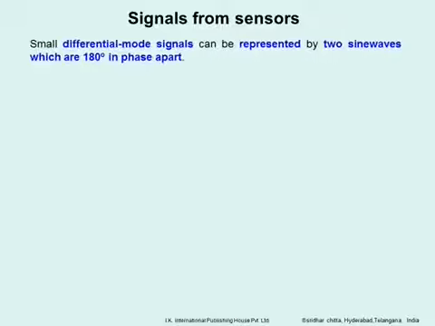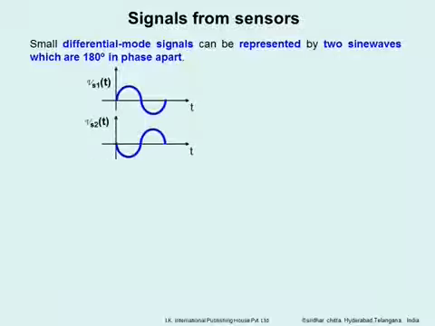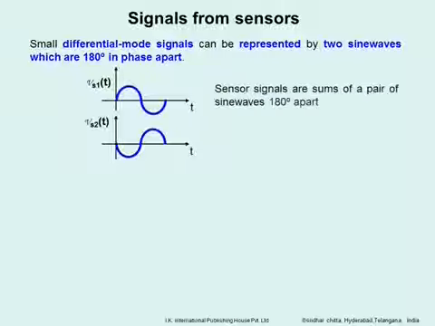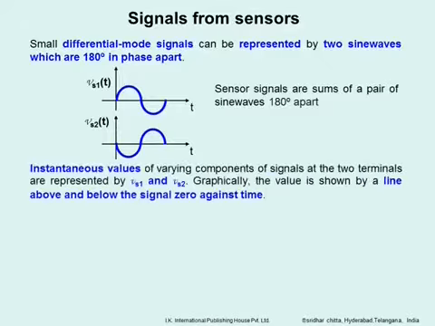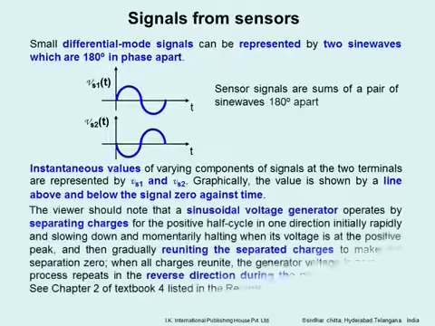Small differential mode signals can be represented by two sine waves which are 180 degrees apart in phase. Sensor signals are sums of a pair of sine waves 180 degrees apart. Instantaneous values of varying components of signals at the two terminals are represented by Vs1 and Vs2. Graphically, this value is shown by a line above and below the signal 0 against time.